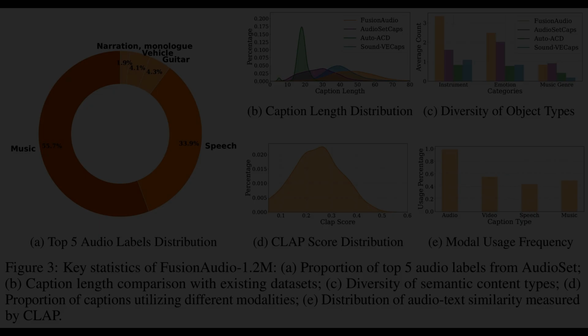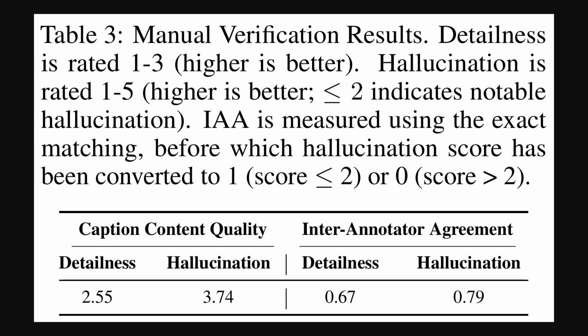So we've established the dataset is rich, but the big question is, is it accurate? With an automated pipeline, you always have to worry about errors and hallucinations. Well, this table provides some assurance, showing results from a manual quality check. The captions scored very high on detailness, getting 2.55 out of 3. And more importantly, they scored a 3.74 out of 5 on hallucination, where a higher score means less made-up information. The table also shows solid inter-annotator agreement, which means the different human reviewers consistently agreed on these scores, giving us confidence in the pipeline's quality.